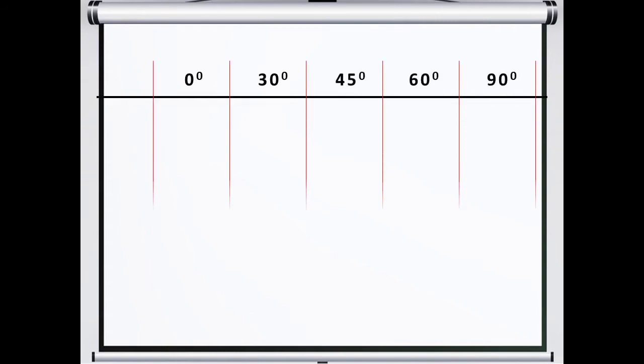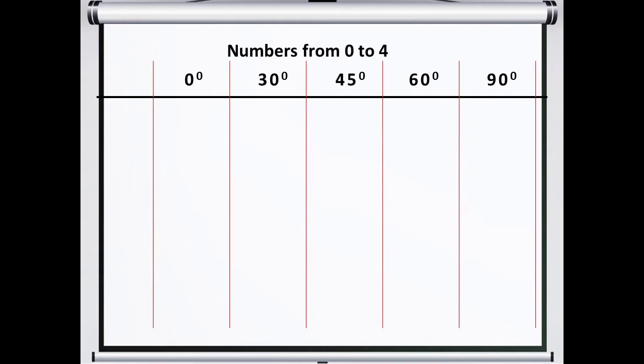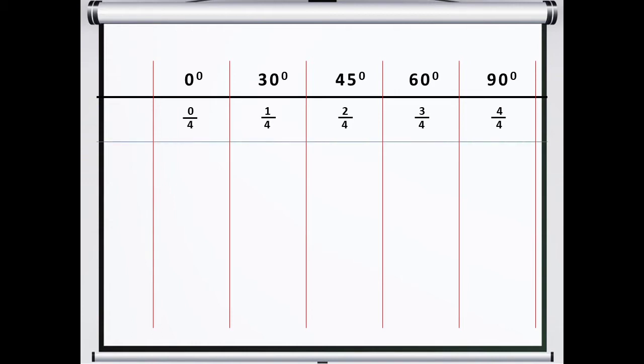In step 2, we will number these angles as 0, 1, 2, 3 and 4. In step 3, we will divide all these numbers by the biggest number in that series, that is by 4. And in step 4, we will simplify it. Now in step 5, we will take square roots of all these values.